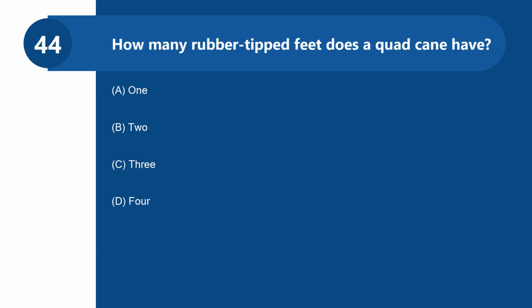Question 44. How many rubber-tipped feet does a quad cane have? Option A, 1. Option B, 2. Option C, 3. Option D, 4. The correct answer is option D, 4.